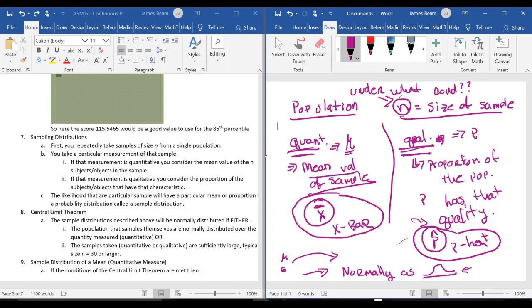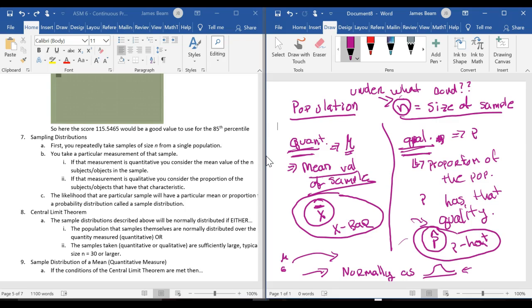Okay, so that's what's going on with sample distributions. You're taking samples all of the same size. You're taking a mess of them. And you're either looking at the mean value of a quantitative sample or the proportion of a qualitative sample. And then as you look at all of those mean values or all the proportions of the samples under certain conditions, which we're going to get into, what are those conditions? Those sample distributions will be normally distributed with a calculatable mean and a calculatable standard deviation.